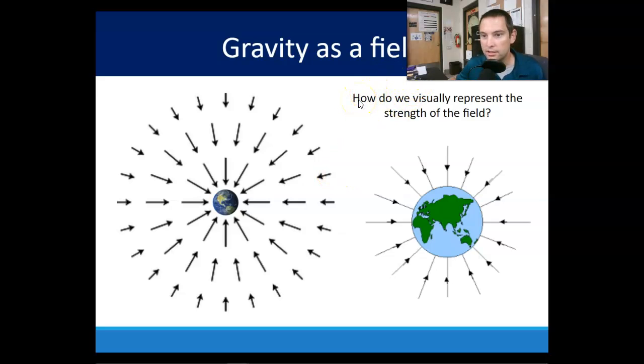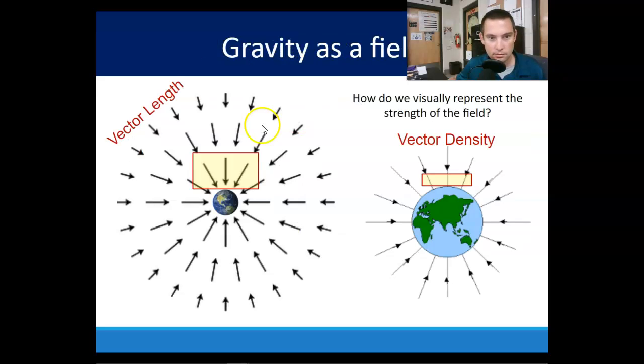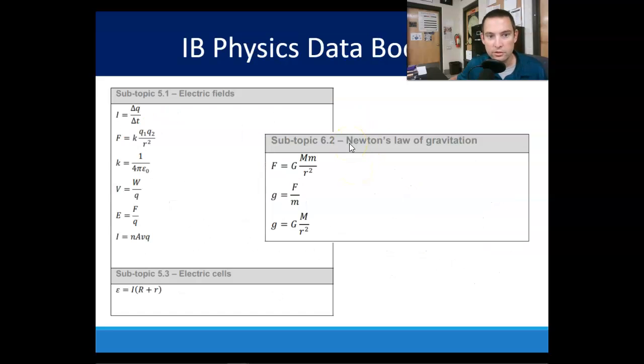How do we represent the strength of the field? More lines, right? More lines mean a stronger field. Bigger lines mean bigger field. So we have vector length, so stronger, and density, more. Either one is going to represent the strength.